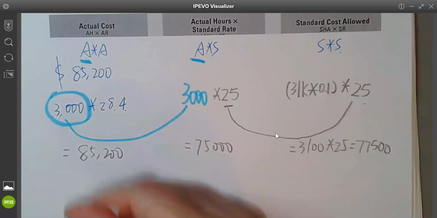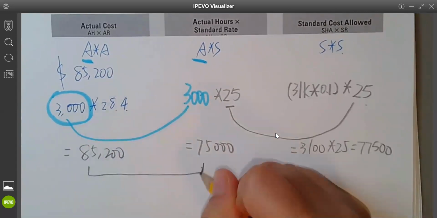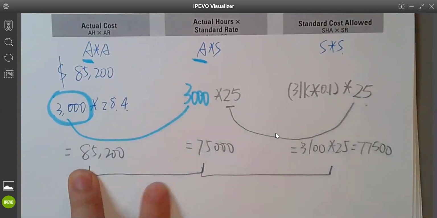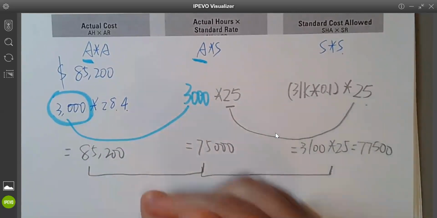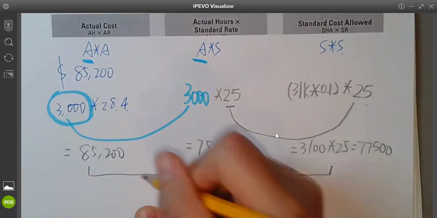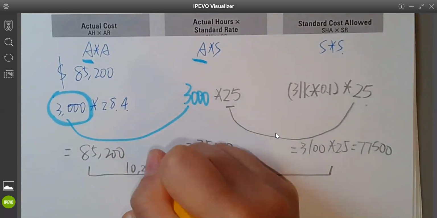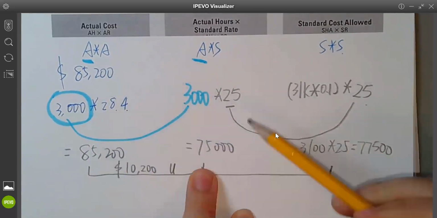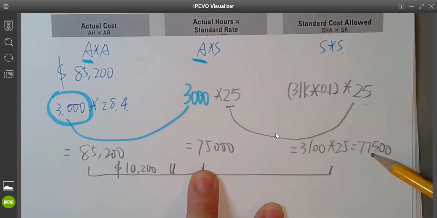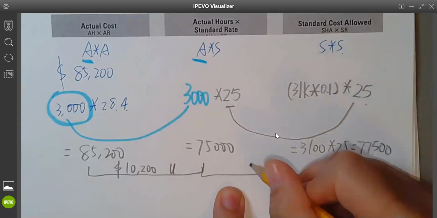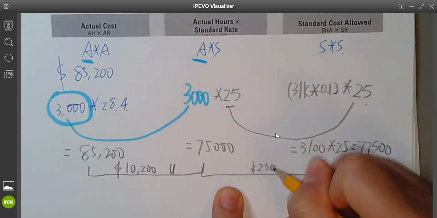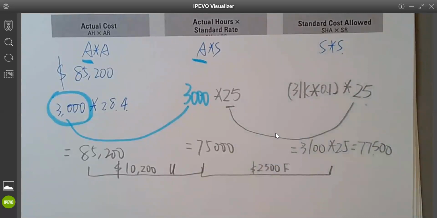And then we said, oh, the difference, we call it variance. Your actual is more than budget, so it will be $10,200 unfavorable. Your left side is less than your right side, so it's favorable. We have $2,500 favorable. But we need to give them a name. How do we name them?